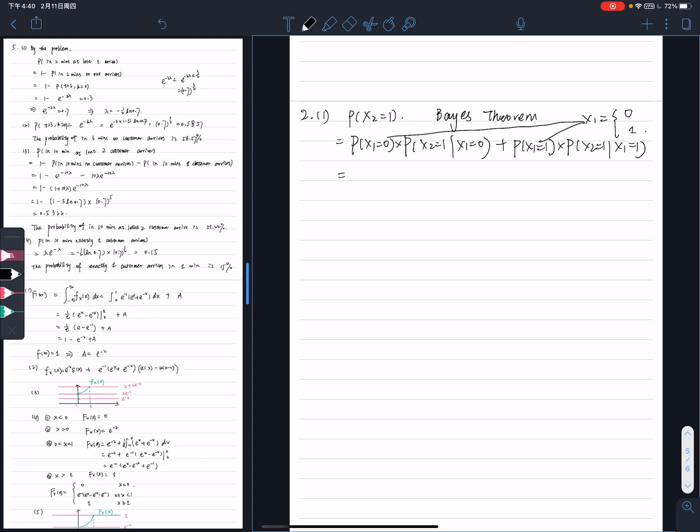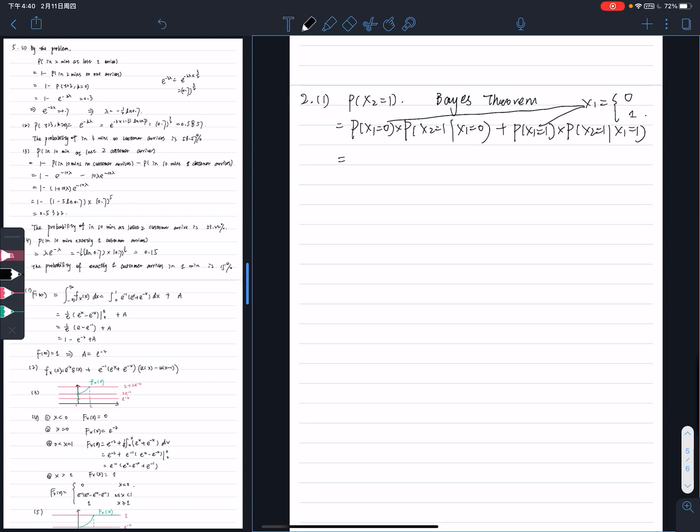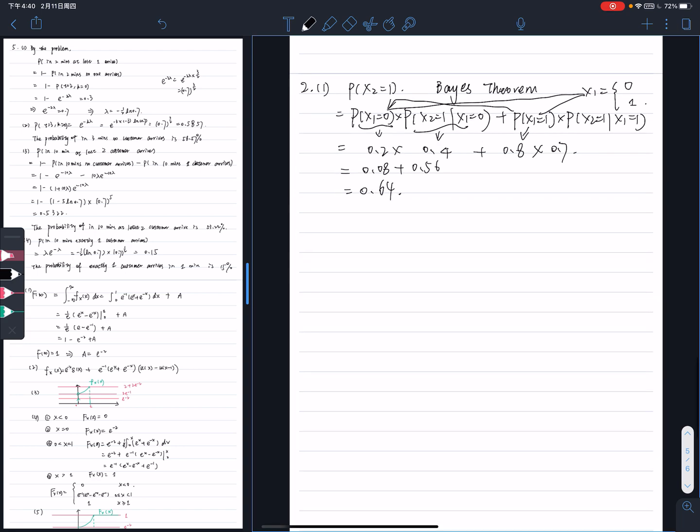From the statement of this problem, we know that this part is equal to 0.2 times 0.4, plus the converse: 1 minus 0.2 equals 0.8, times 0.7. So this is 0.08 plus 0.56, equal to 0.64. So we successfully solved this problem.